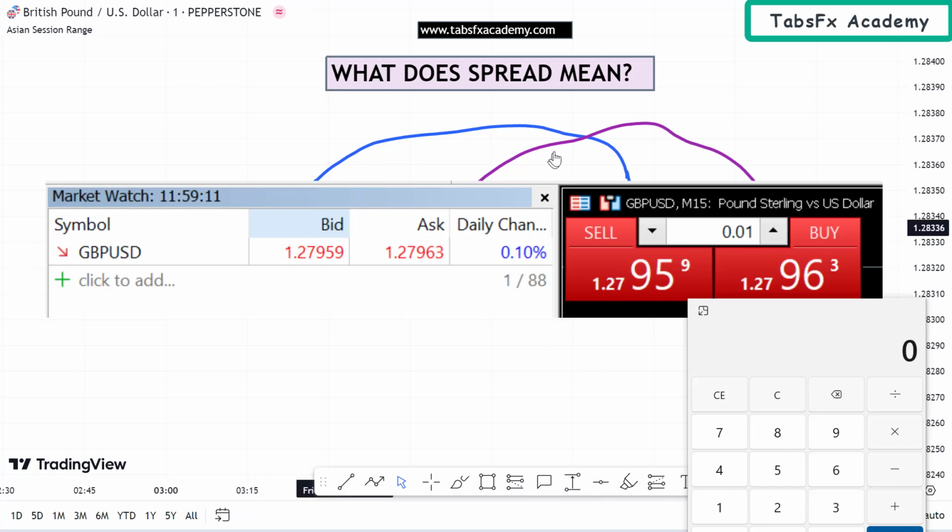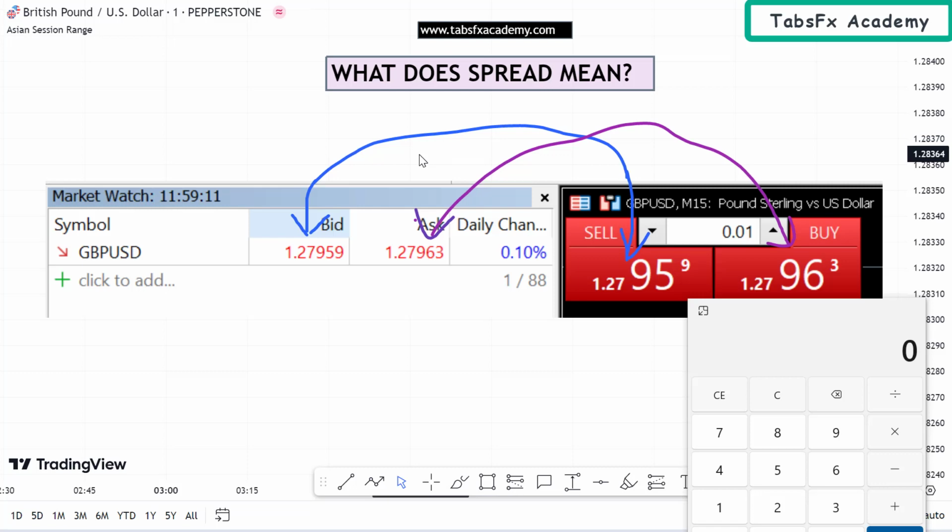And the ask price is the price at which the broker is selling the currency to you, and you're buying it at the same time. So this is the ask price from the broker, and on your side, that is what you're buying at. In other words, you're exchanging the two at that price there. Now, what does the spread mean? The spread simply means the difference between the bid and ask price.